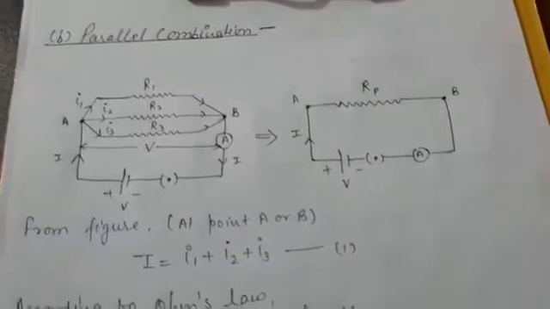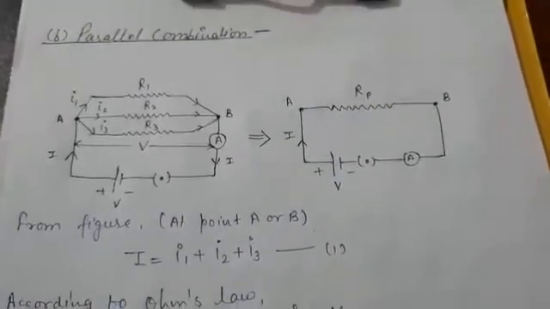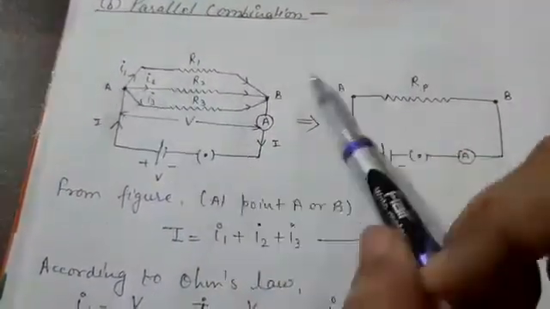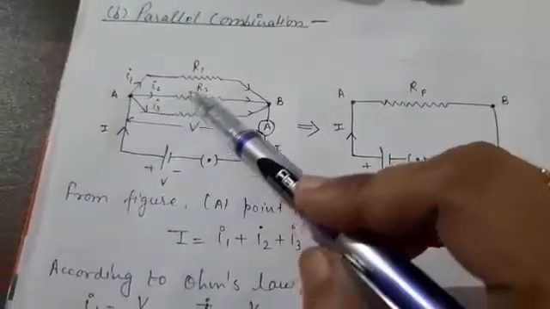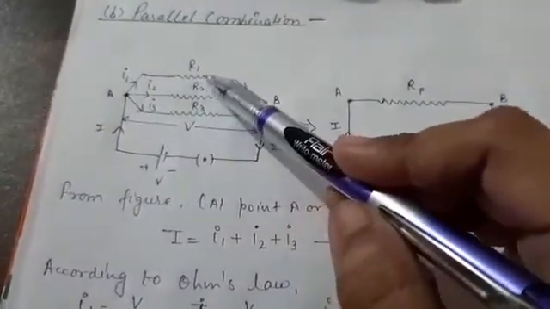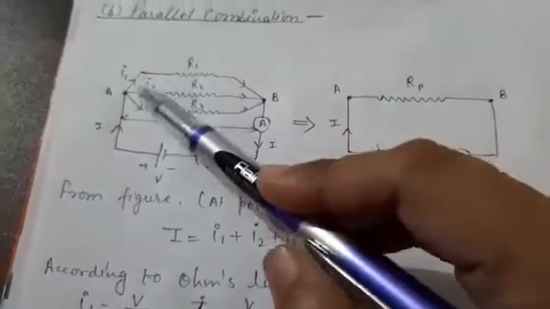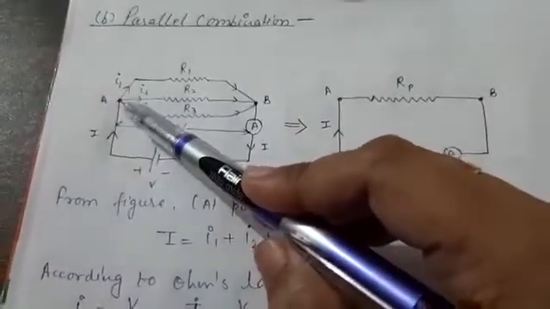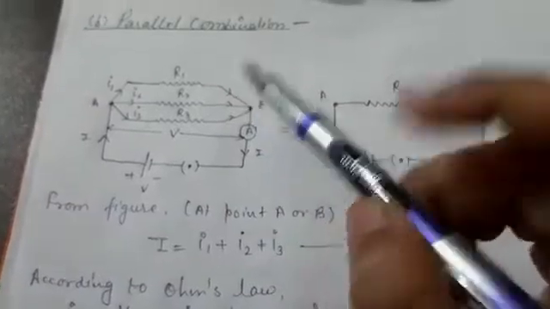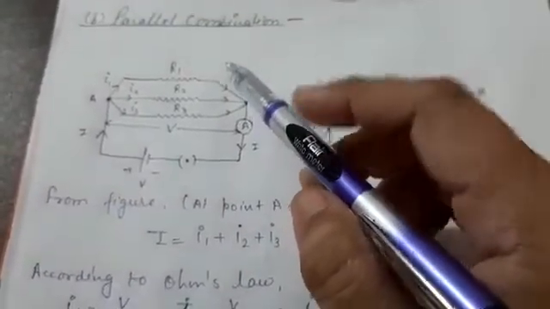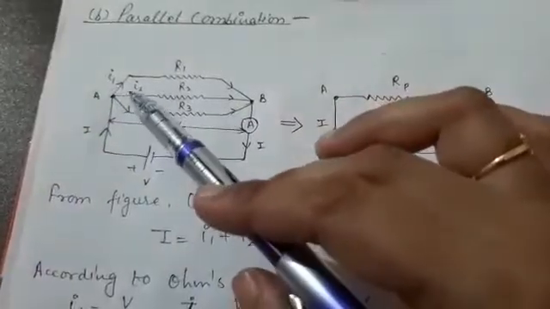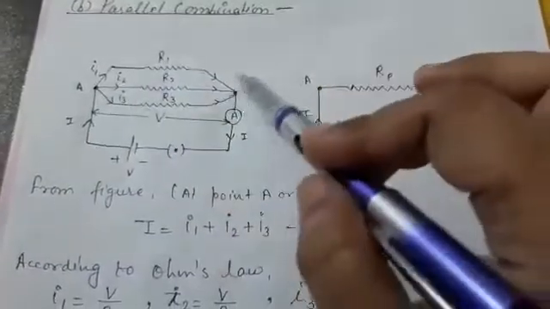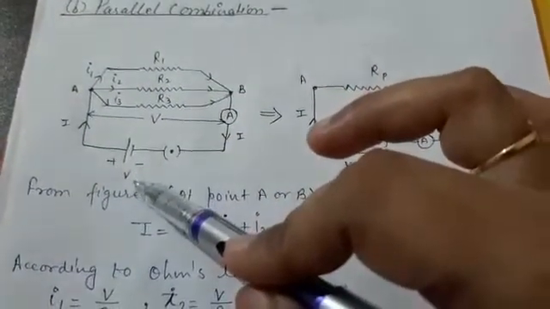So our next derivation is parallel combination of resistors. Here you have seen that there are 2 points A and B, and we have 3 resistors R1, R2 and R3, and all 3 are connected between these 2 points only. Means their end points are common. In case of parallel combination, the end points are common for each resistance, and the whole combination is connected with a battery, V volt battery.